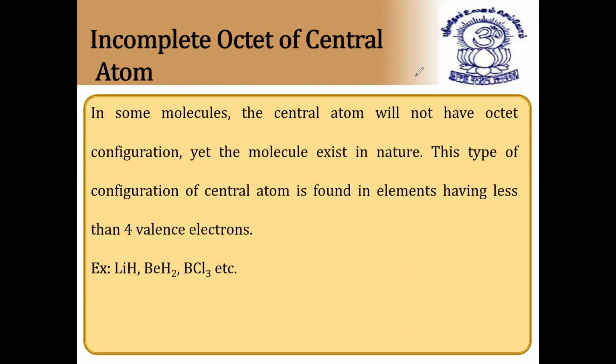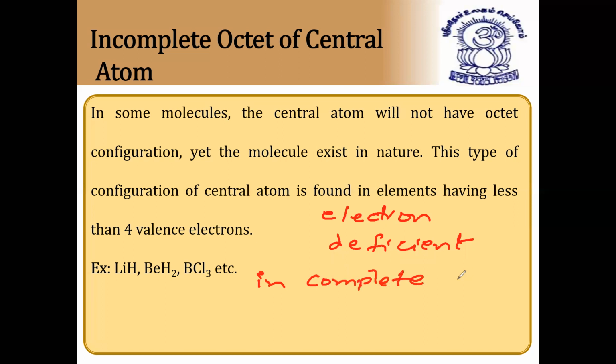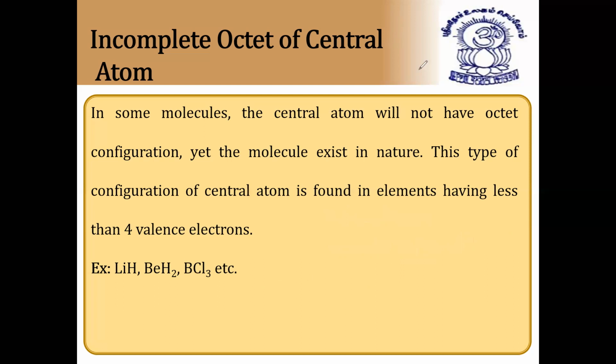All these are called electron deficient compounds or incomplete octet compounds. They will not have complete octet configuration. So we can call them electron deficient compounds, or we can say incomplete octet. After sharing, they are getting incomplete octet. So these things are very important. So make a note.